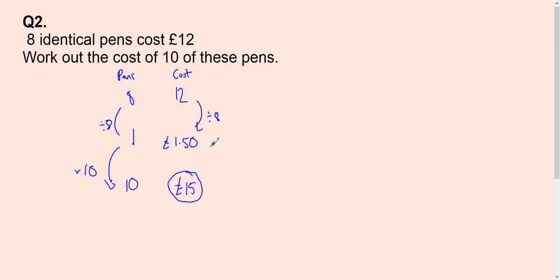Instead of going 8 to 1 to 10, I could have gone 8 to 2 to 10, divide by 4. That would have then given me 12 divided by 4, 2 pens is £3, and then times by 5 again to get me to 15. Both ways, absolutely fine. The second way needs a bit more thinking of how you're getting there, but the calculations are easier. The one on the left, you end up with a decimal, but it's a bit more straightforward in working out the cost of 1.